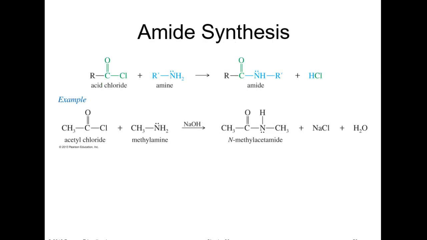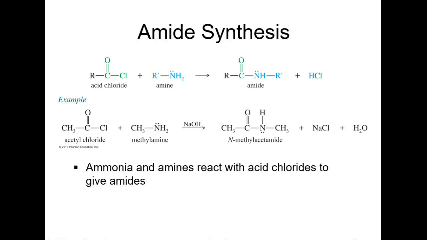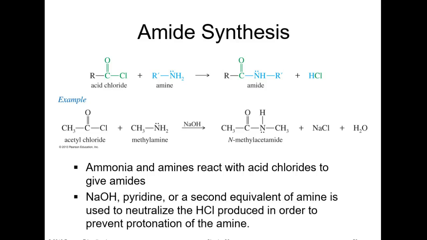Here's an amide synthesis with acid chloride. So you take an acid chloride plus an amine, you form an amide. These react very well. Ammonia and amines react with acid chlorides to give amides. Sodium hydroxide, pyridine, and/or a second equivalent of amine is used to neutralize, again, proton sponge. It's acting as a proton sponge.